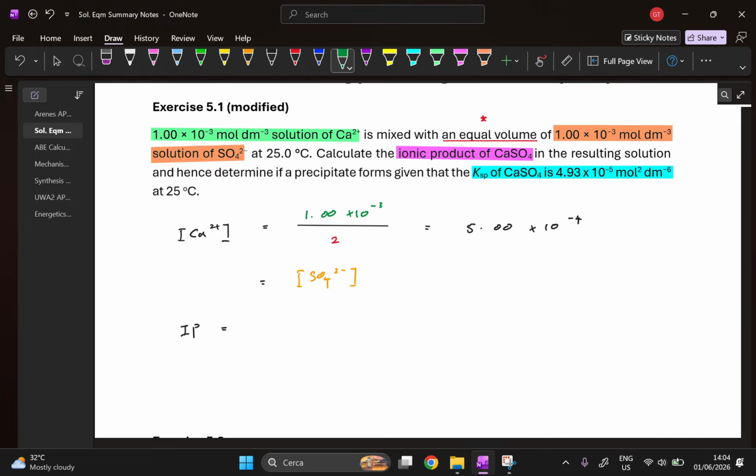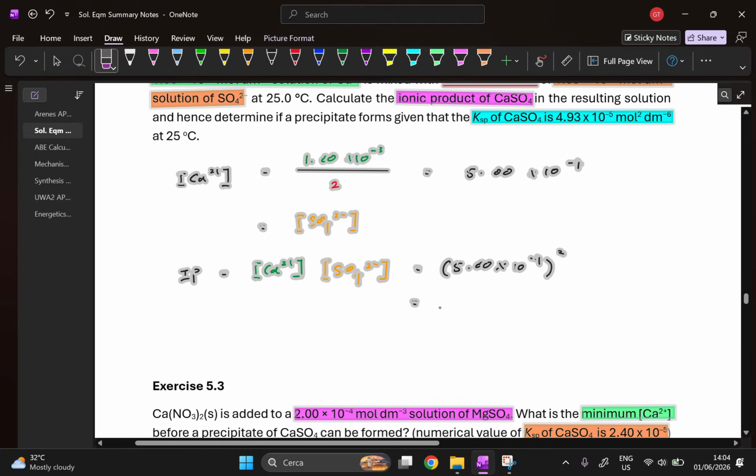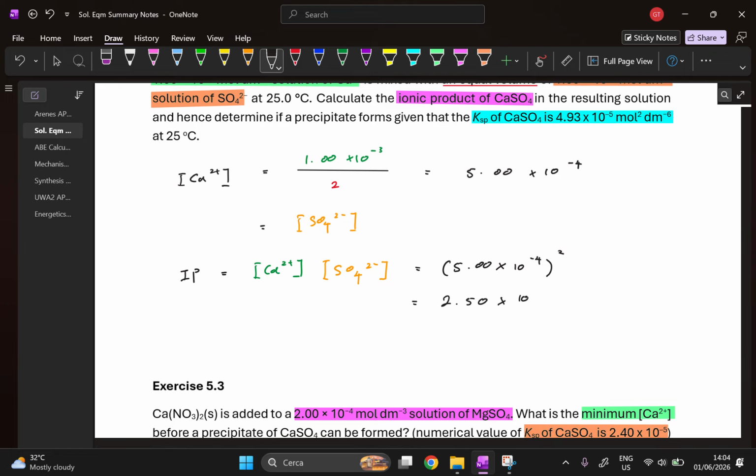So this is going to be concentration of Ca2 plus. We don't need to worry about the mole ratios in this case because it's just 1:1, thankfully. So this is just going to be 5.00 times 10 to the minus 4 multiplied by itself. So we can just add a squared, and that is going to be, if you press the calculator, you will get 2.50 times 10 to the minus 7.